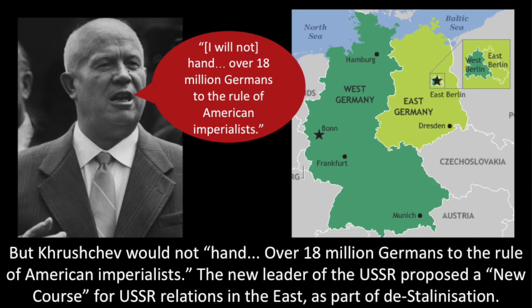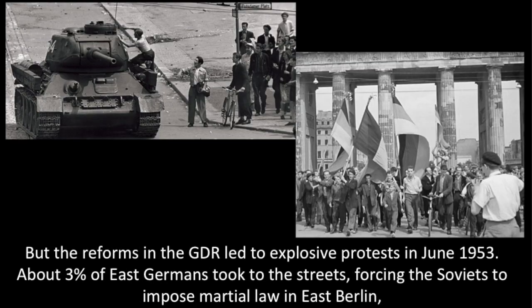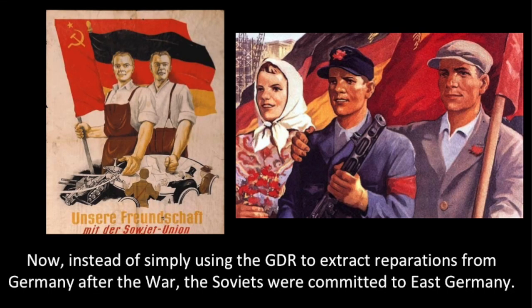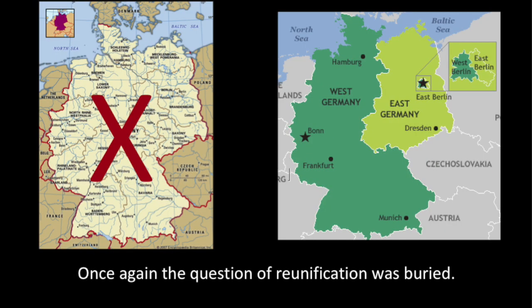The new leader of the USSR proposed a new course for the USSR relations in the East, as part of de-Stalinization. But the reforms in the GDR led to explosive protests in June 1953. About 3% of East Germans took to the streets, forcing the Soviets to impose martial law in East Berlin, recognize the GDR as a sovereign state, stop taking reparations, and pour substantial aid back into the GDR to stop it from collapsing. Now, instead of simply using the GDR to extract reparations from Germany after the war, the Soviets were committed to East Germany. Once again, the question of reunification was buried.